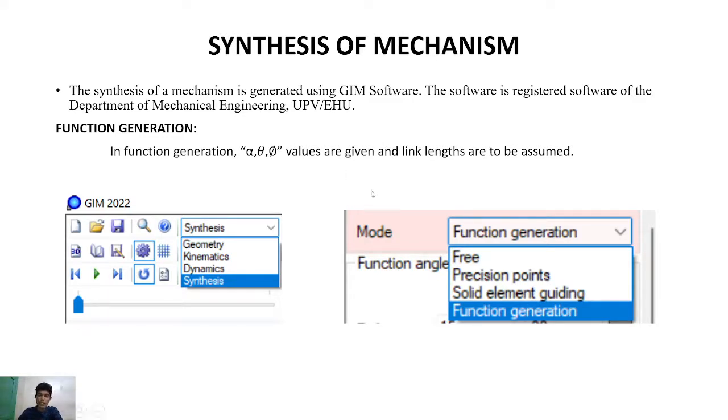With the help of this software, we can do function generation, motion generation, and path generation. We can also design 2D mechanisms, and we are able to simulate them. First we have to choose a synthesis, then go to mode and provide the function generation option.